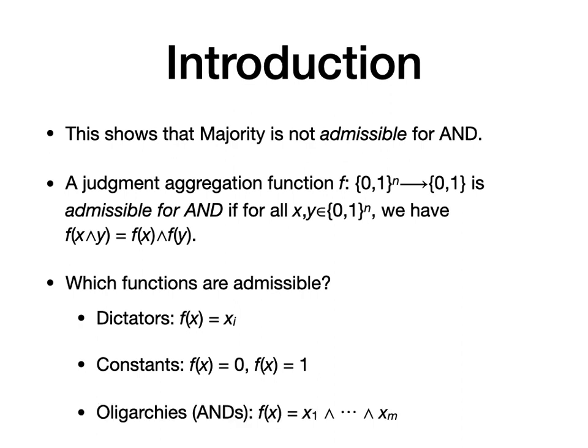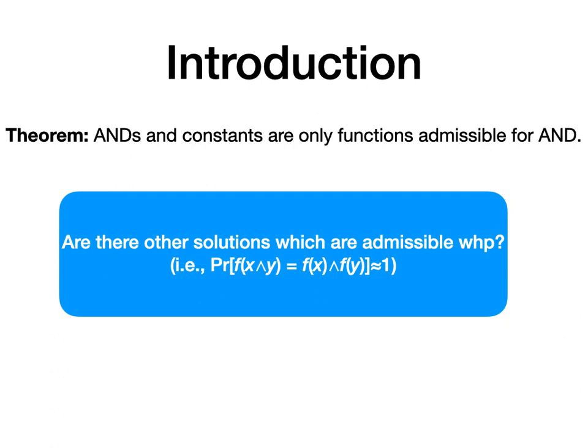But there's one more function, what's known in the literature as oligarchies. This is an AND. For example, if we say that the defendant has the motive only if all judges agree that they had the motive, and the same for the means and for whether they are guilty or not, then this is also admissible. These are all the admissible functions, and we don't like any of them. This is a theorem which is not too hard to prove, that ANDs and constants are the only functions which are admissible for AND.